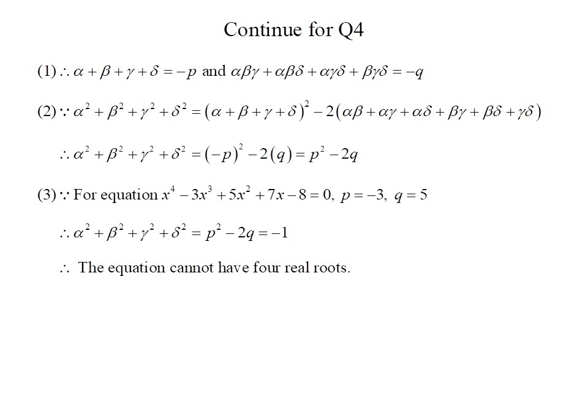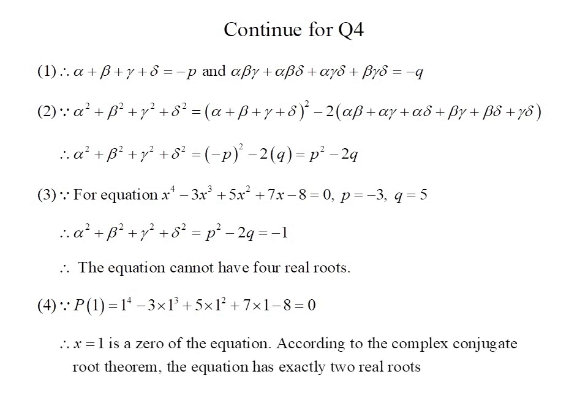To deduce the polynomial equation has exactly 2 real roots, we substitute 1 into the variable of the equation and find 1 is a real root of this equation. Hence, according to the complex conjugate root theorem, the polynomial equation has exactly 2 real roots.